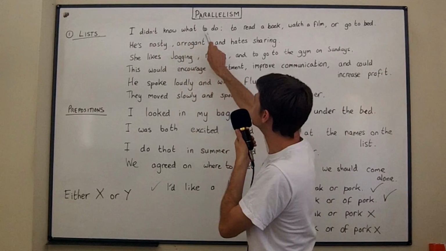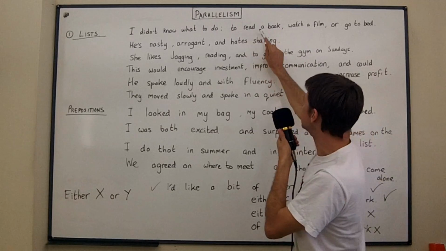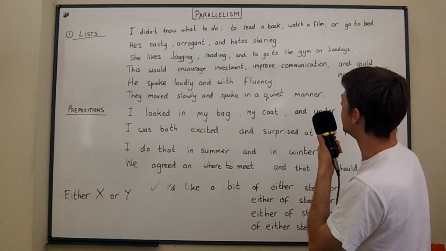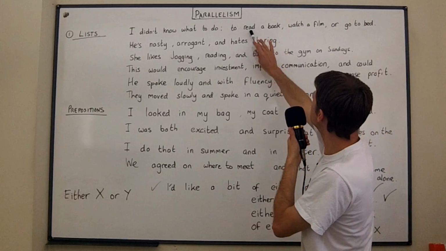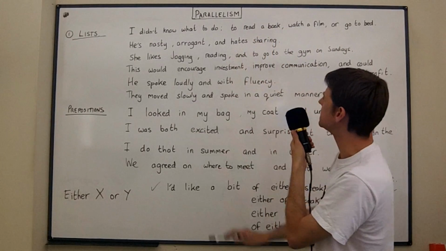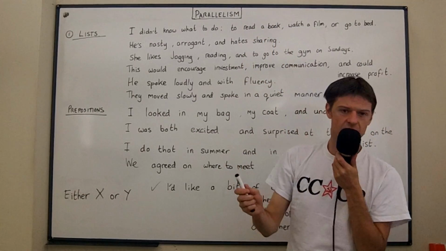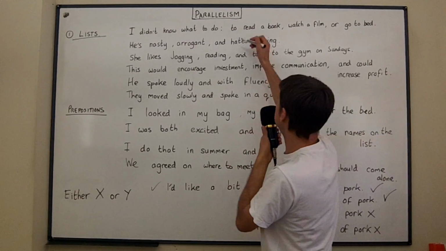So: I didn't know what to do, colon. The colon introduces a list. To read a book, watch a film, or go to bed. Now the problem here is that we have three forms in the list. We have go, watch, and to read. Now I hope it's pretty obvious to you quite quickly that to read is the problem.